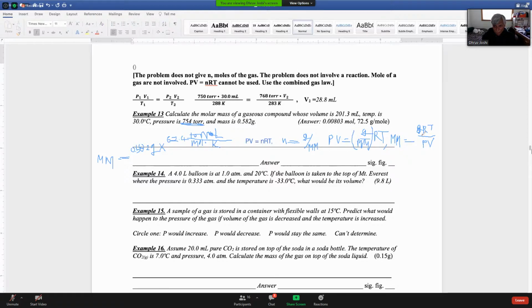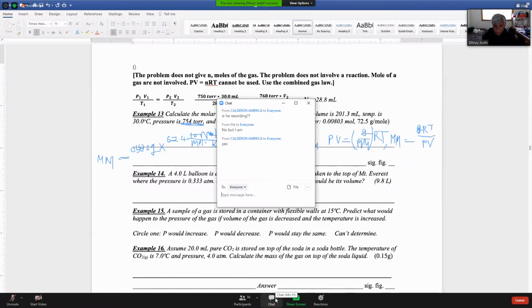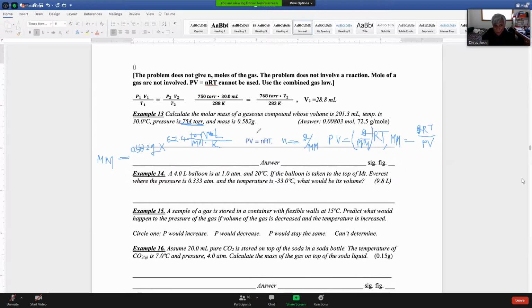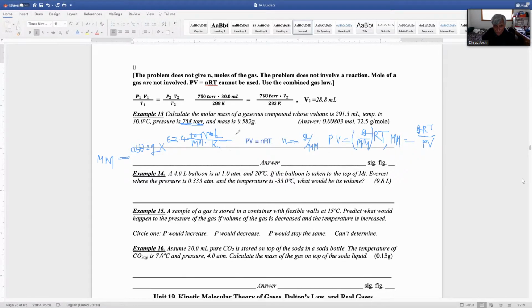So then we have R and then we have temperature. And temperature needs to be converted into Kelvin, of course. So 30 degrees Celsius, convert that into Kelvin, and that's going to be 303 Kelvin. We just say 303 Kelvin. We do not say 303 degree Kelvin. Kelvin does not have degree in it. And then the pressure is 754 torr.